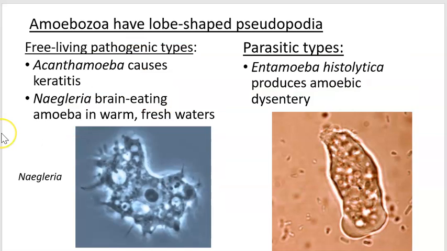When we look, we can find a couple of different types, and these are just some of the pathogenic ones that are out there. Some of them are free living, so you can find the amoeba crawling around. And when they get inside of you, if you get Acanthamoeba, they can cause keratitis, which is basically inflammation of your cornea that can result in blindness.